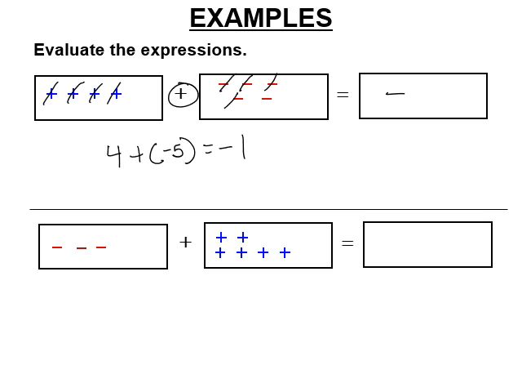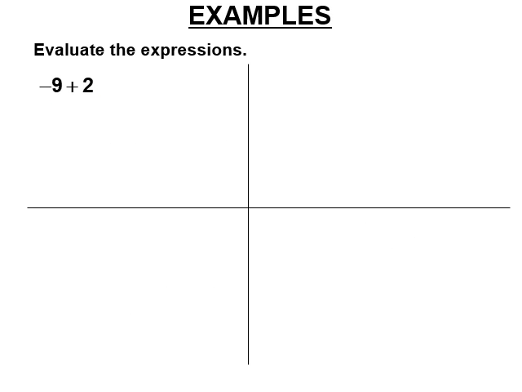Same thing here. This is negative 3 plus positive 6, my fault, I can't count. And so this is positive 3. So now we're going to take the pictures away. So what is negative 9 plus 2?